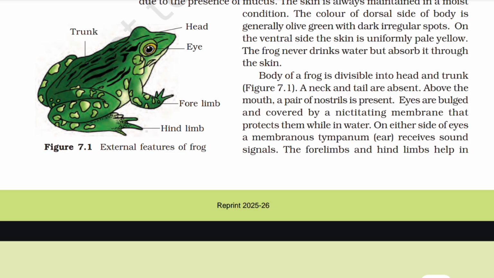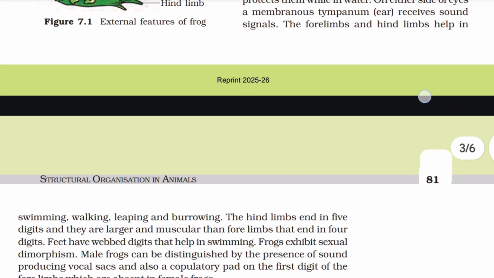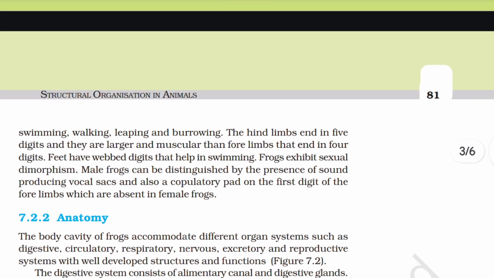Above the mouth, a pair of nostrils is present. Eyes are bulged and covered by a nictitating membrane that protects them while in water. On either side of the eyes, a membranous tympanum receives sound signals. The forelimbs and hind limbs help in swimming, walking, leaping, and burrowing. The hind limbs end in 5 digits and they are larger and more muscular than forelimbs that end in 4 digits. Feet have webbed digits that help in swimming. Frogs exhibit sexual dimorphism.